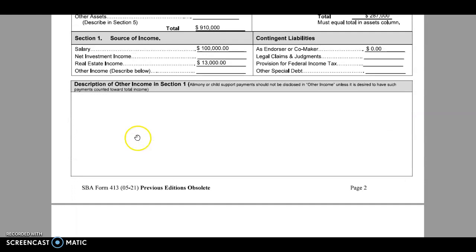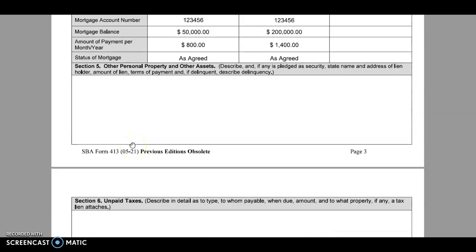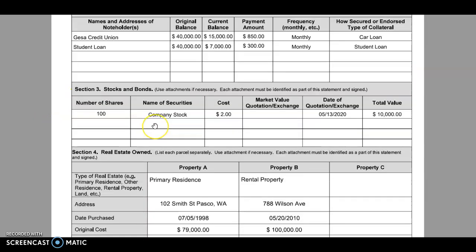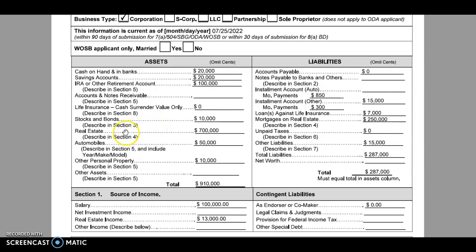In section number 5, you're going to put in any details about the vehicles, RVs, boats, any sort of titled things. In this case, we're just going to say $50,000. You can go to nada.com in order to get your car's value. Cars.com also has something like that as well that we use.